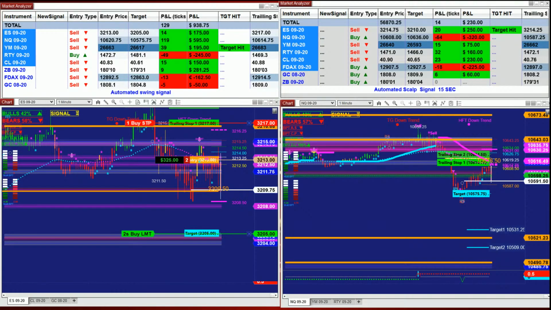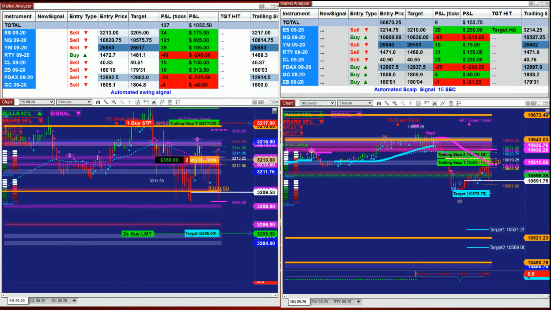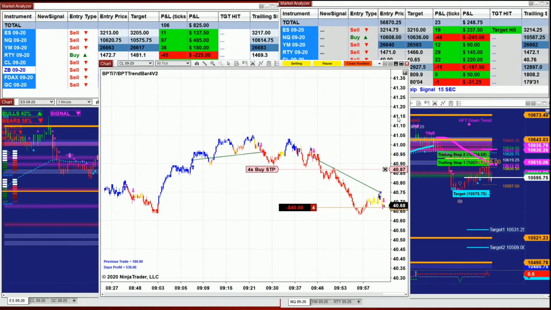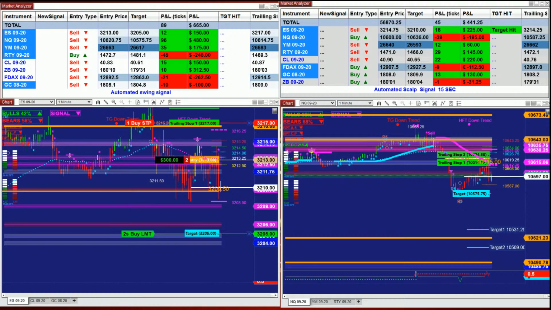If you see right now, the symmetry just took one more trade. The first trade made 530. And now it just took the second trade, and we'll keep our eye on it.